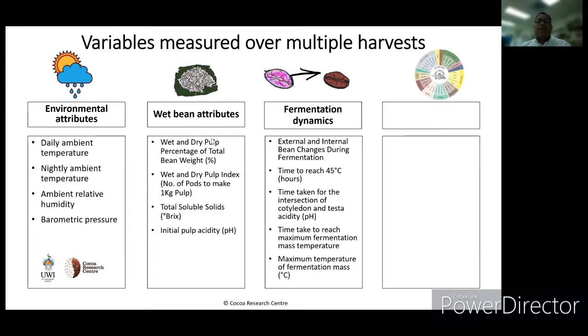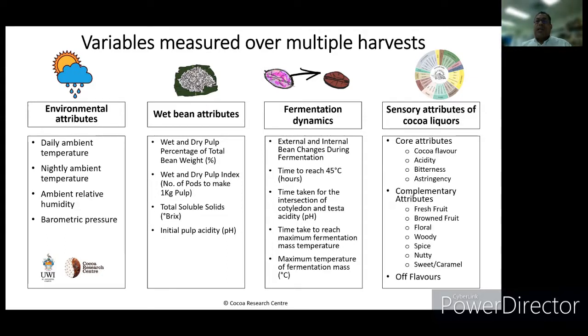We also looked at the fermentation dynamics, the external and internal bean changes during fermentation, the time to reach 45 degrees centigrade, the time for the intersection of the cotyledon and tester acidity, the time taken to reach the maximum fermentation temperature and what that value was, as well as the sensory attributes of the liquors that were made from bean samples, focusing on core attributes of cocoa flavor, acidity, bitterness and astringency, complementary flavors of fresh fruit, brown fruit, floral, woody, spice, nutty, and sweet notes, as well as any off flavors that were present.